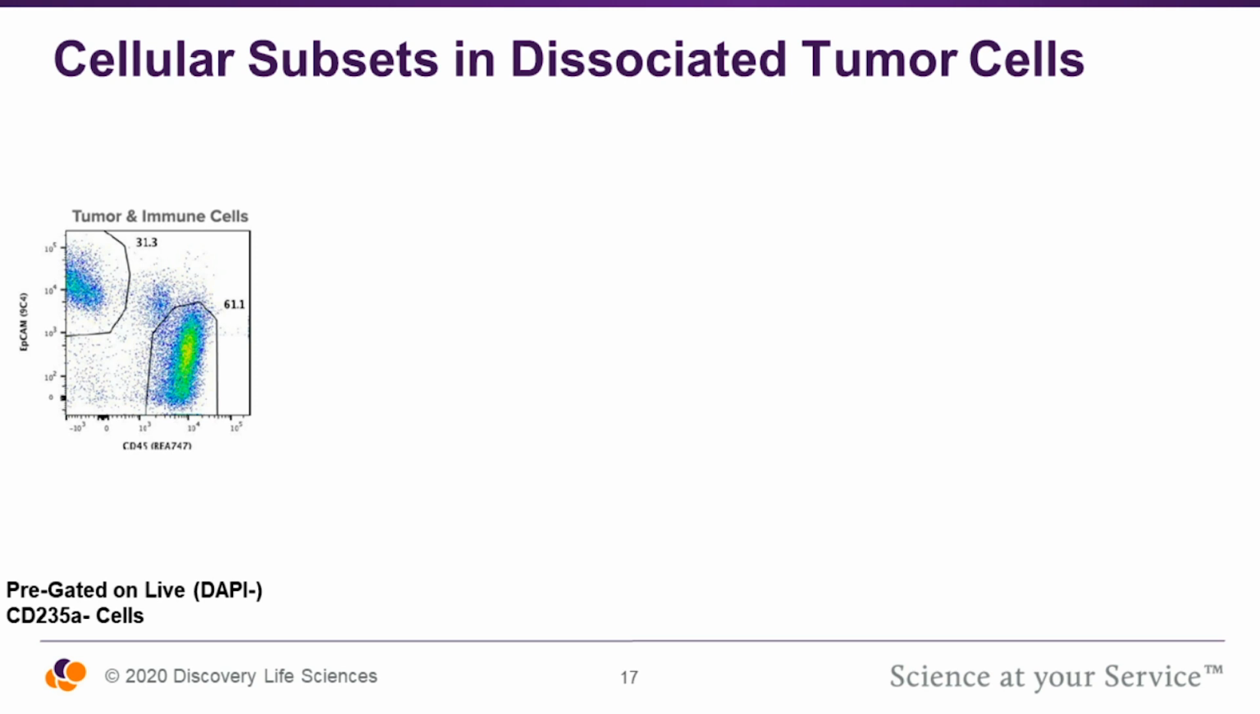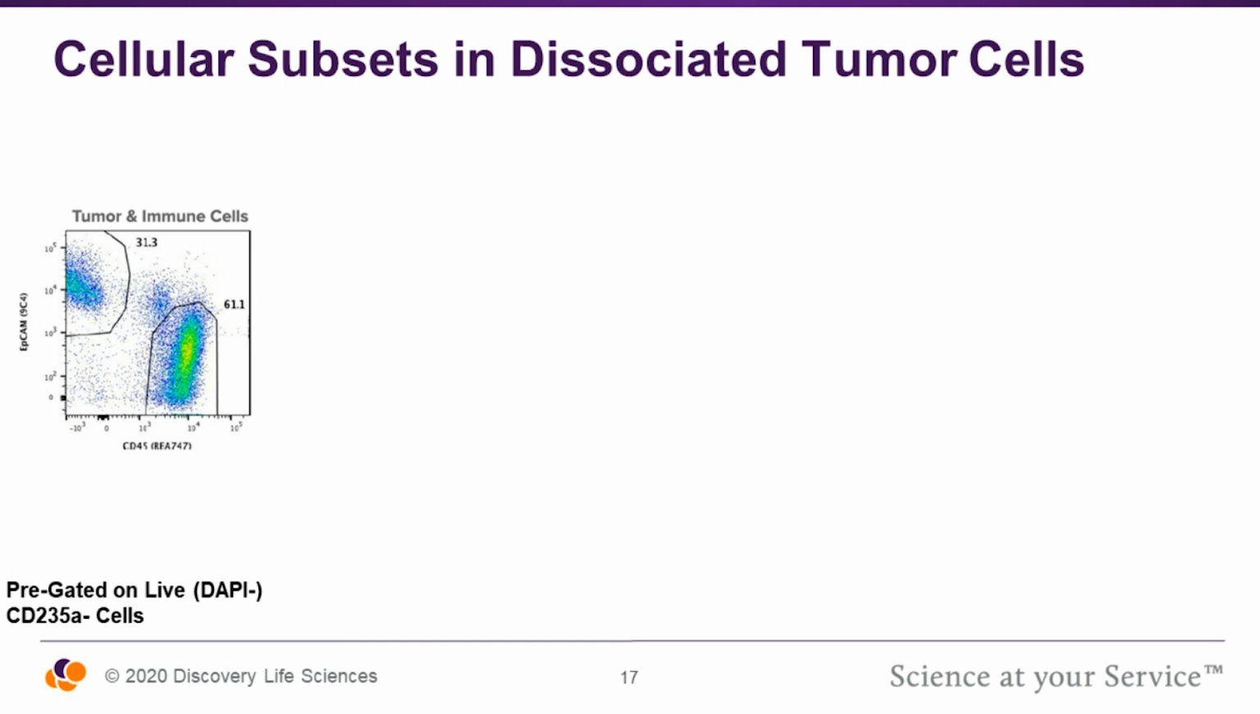The initial flow plots that we look at are plots of CD45 versus EpCAM. This allows us to identify CD45 positive immune cells, which you can see in the bottom right corner of the flow plot, versus EpCAM positive tumor cells in the top left. We do use EpCAM for all of our tumors, with a couple exceptions. Melanoma does not express EpCAM. We validated a couple different markers and found CD146 to be the best marker for identifying melanoma tumor cells. So for melanoma, we do use CD146.